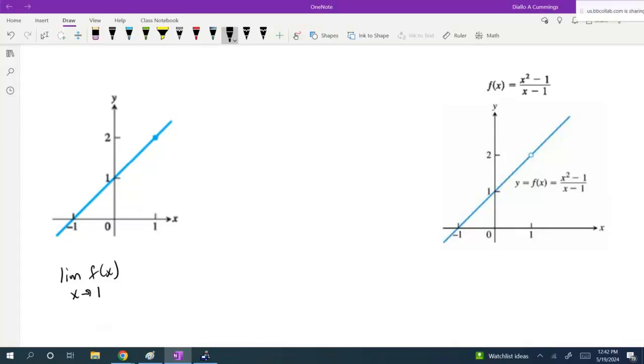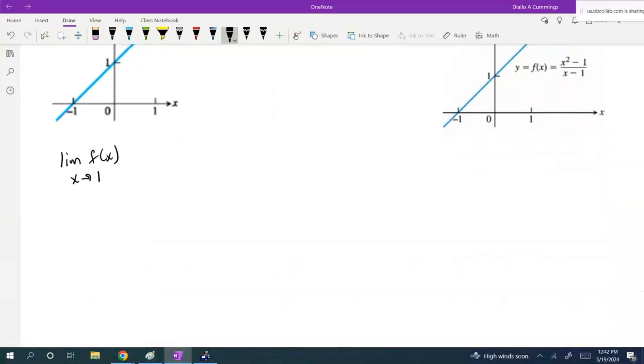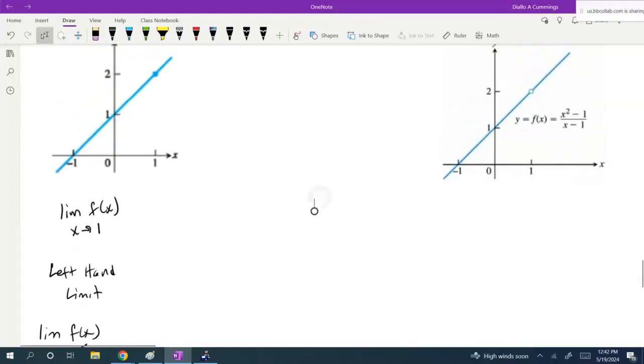Okay. Now in order to see if the limit at 1 exists, we have to find the left-hand limit, we have to find the right-hand limit, and if both of those limits are the same, then the limit would exist. All right. So first, let's find the left-hand limit. So this is the limit for f of x as x approaches 1 from the left, right? So what does that mean?